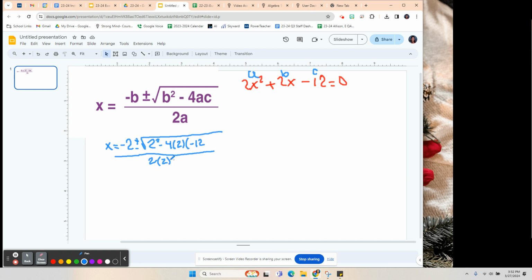And now we're just going to simplify. So we still have x equals the opposite of 2, or negative 2, plus or minus the square root. But now that 2 squared, 2 times 2 is 4. And then this is negative 4 times 2, which is negative 8. And then negative 8 times negative 12 is positive 96. And then to simplify a little bit further here, 2 times 2 is 4.